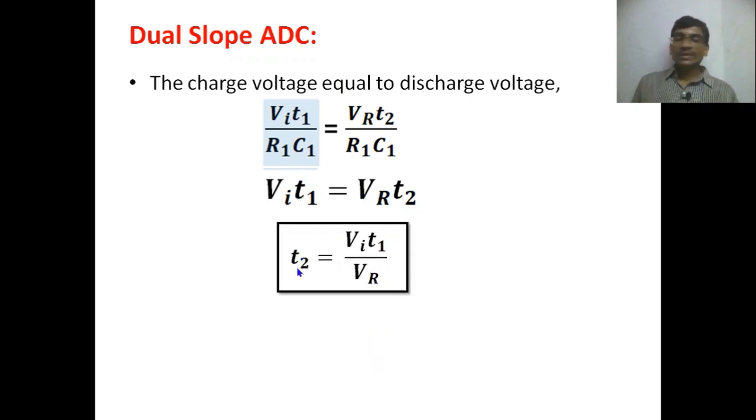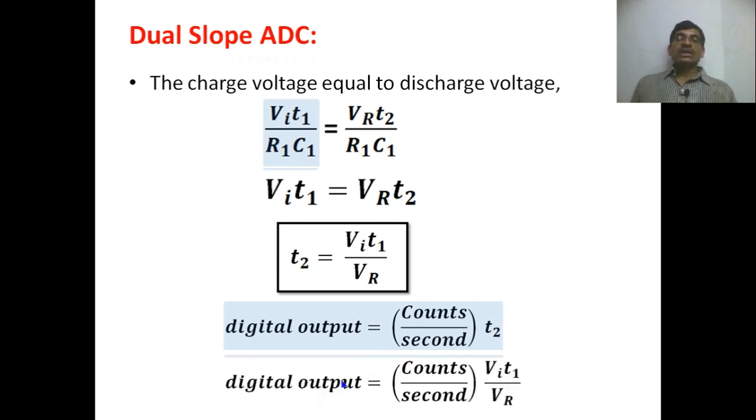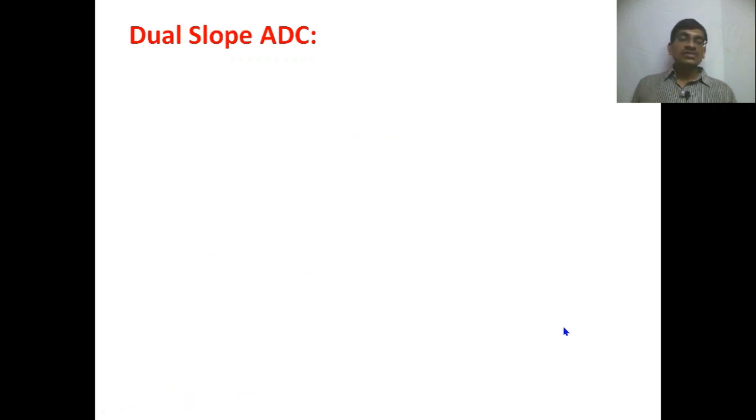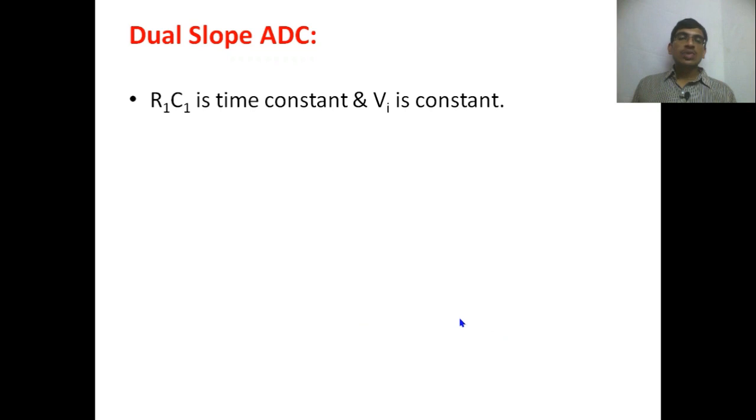Our intention is to calculate the T2 time, therefore T2 can be written as Vi T1 by VR, and the digital output is equal to the counts per second into T2. The digital output is equal to the counts per second into T2, which can be replaced as Vi T1 by VR. This is how the dual slope ADC works. Let us see the operation one more time.